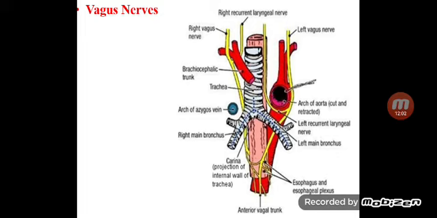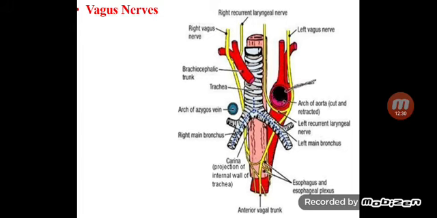We have the right vagus nerve and the left vagus nerve. If you look at this slide, you will see this yellow one is the vagus nerve. The right vagus nerve runs posterolateral to the brachiocephalic artery. If you look carefully at this slide, it is posterolateral to the brachiocephalic artery.